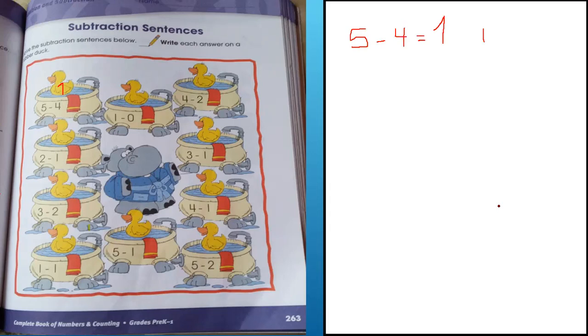Yeah, baby, that's right, because this is the answer. Yes, you have to write the answer. This one. Okay. Yes, baby, that's right. Very good. Okay, excellent. So, tienen que escribir la respuesta tanto en el cuaderno como en el patito. Got it?